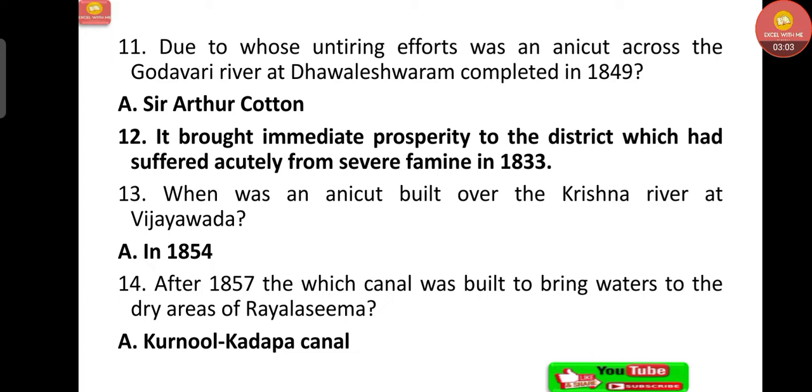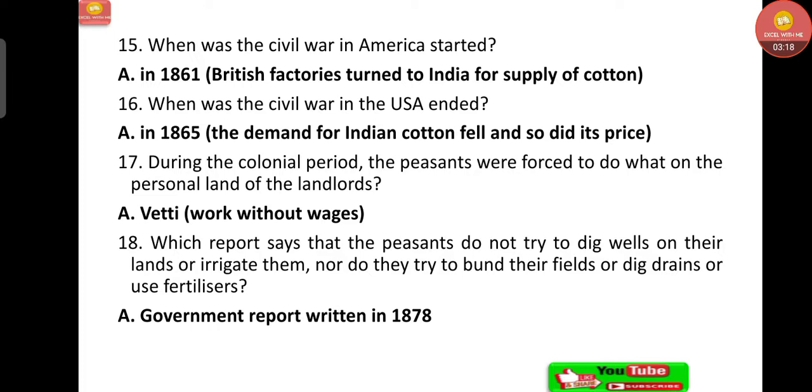Now, when was an anicut built over the Krishna river at Vijayawada? It was in the year 1854. After 1857, which canal was built to bring waters to the dry areas of Rayalaseema? That was Kurnool-Kadapa Canal. When was the Civil War in America started? In the year 1861. That is, British factories turned to India for supply of cotton because of this Civil War. When was the Civil War in the USA ended? Ended in 1865. Started in 1861 and ended in the year 1865.